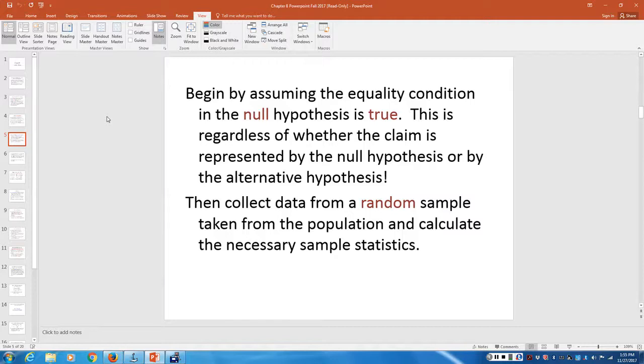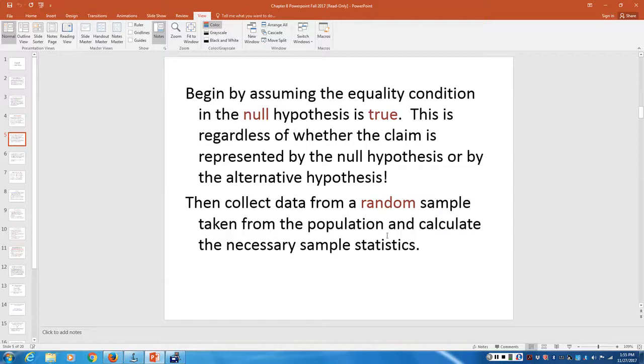What we're going to do is we're going to pretend that we are the jury in a trial. We're going to get in our little box and say, okay, I'm going to assume that H0 is true. I assume the defendant is innocent until the evidence proves me otherwise. Okay? So we're going to assume that H0 is true. This is regardless of whether the claim is represented by H0 or by H1. You always go in assuming that H0 is true.